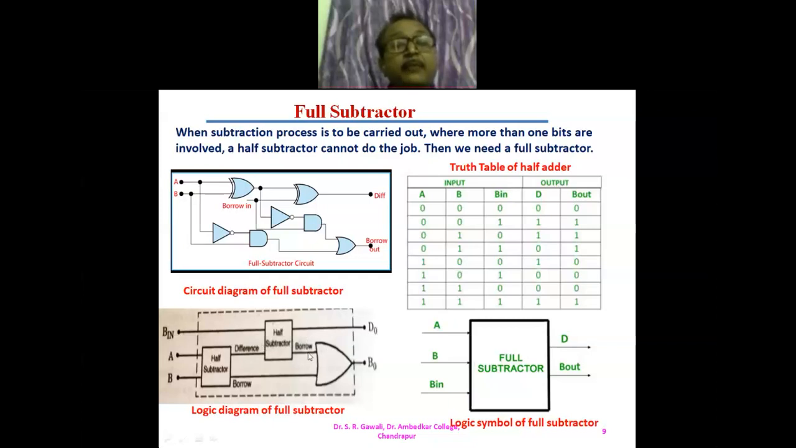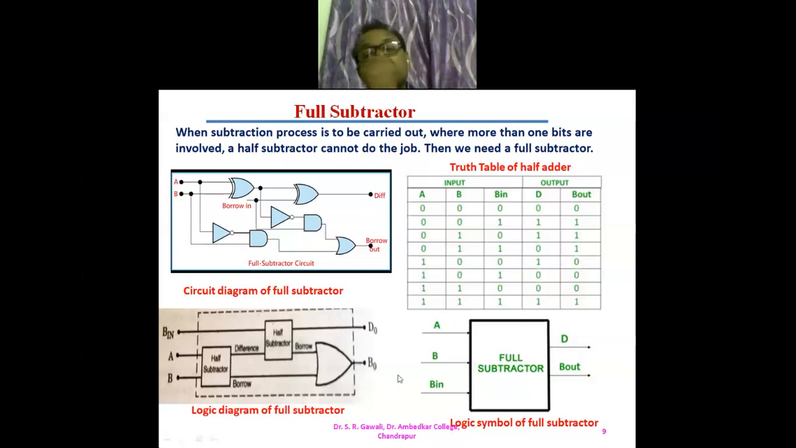and the borrow. Both the borrow of the first subtractor and the borrow of the second subtractor are added together with the help of the OR gate. Then we get the output BO, meaning borrow. The final output borrow is obtained at the output of the OR gate as BO. Okay. So D and B out are the two outputs of the full subtractor. Here it is the final difference, and this is the final borrow.